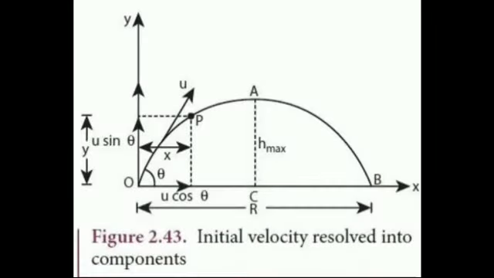Projectile motion, angular projection. The projectile motion takes place when the initial velocity is not horizontal but forms some angle with the vertical. Examples: water ejected out of a hose pipe. Second, a cannon fired in a battleground.